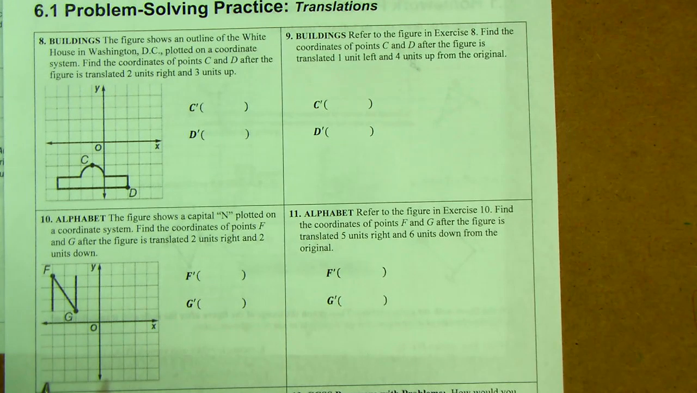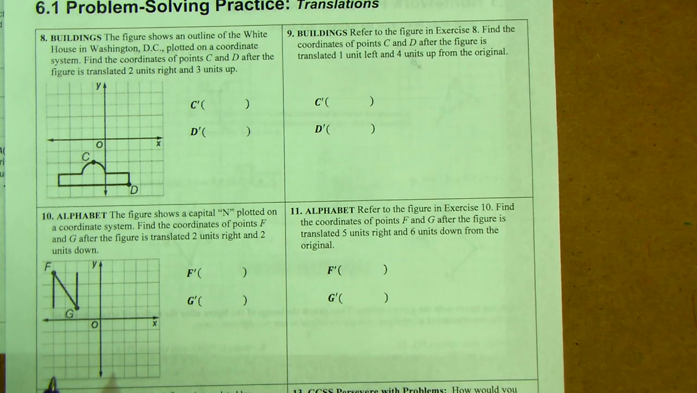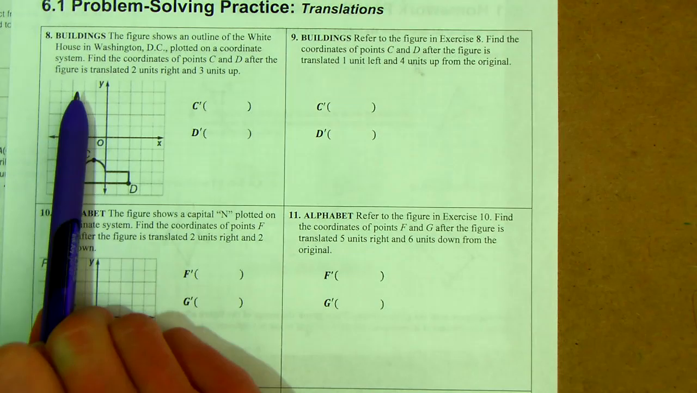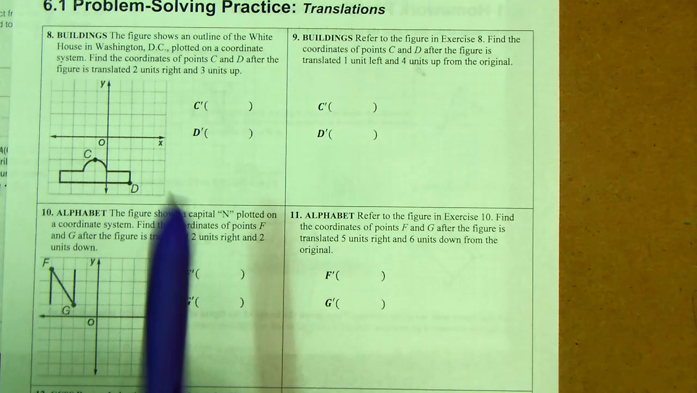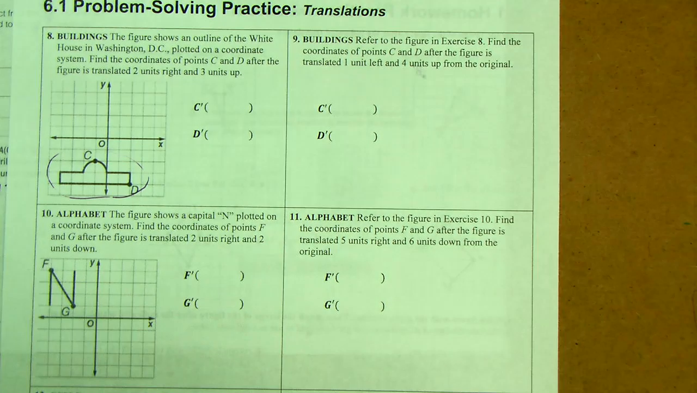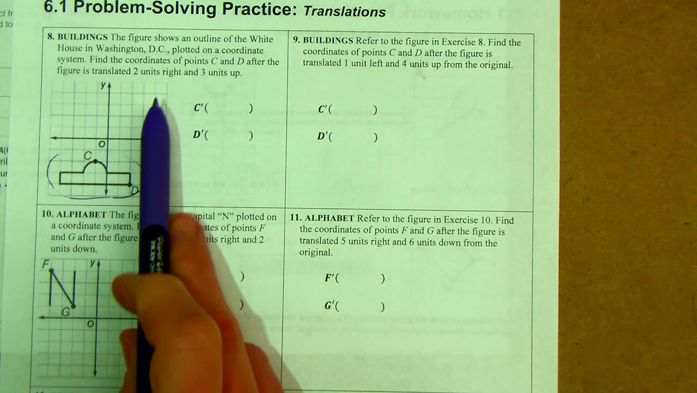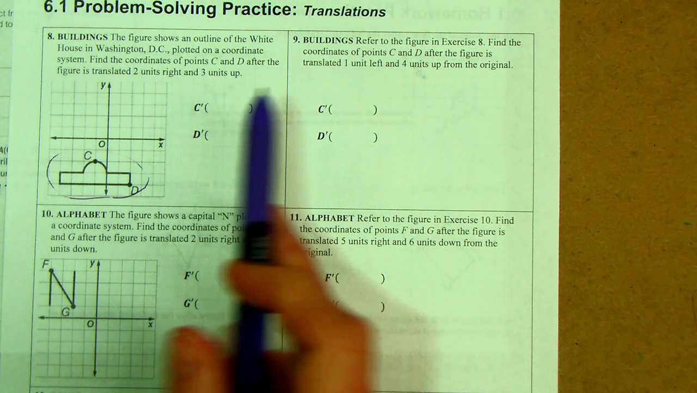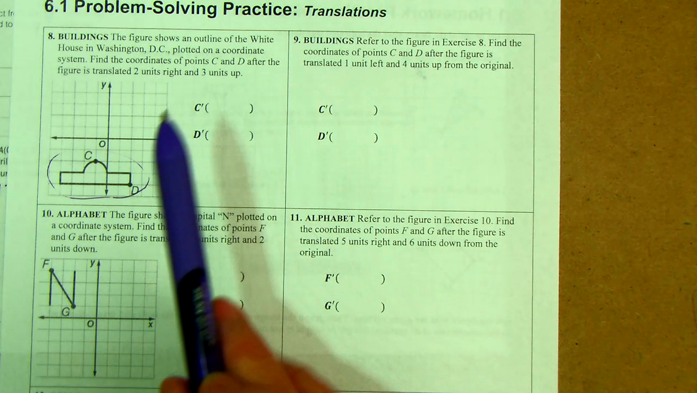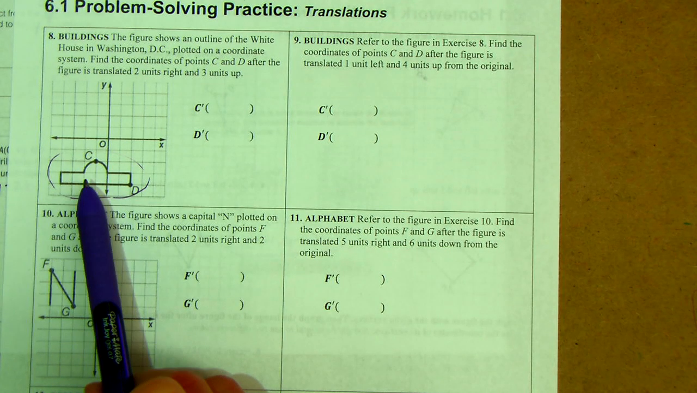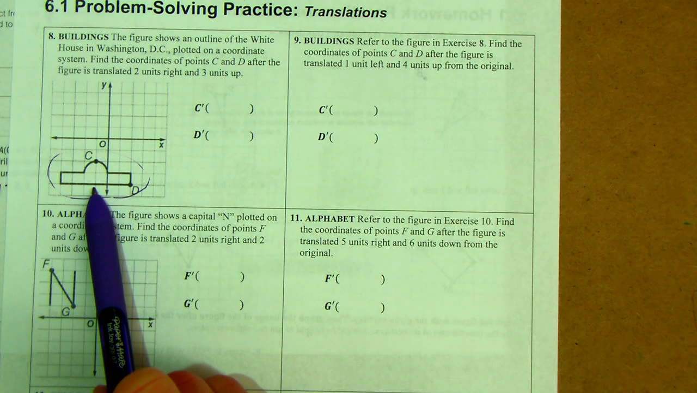Just a little clarification on number 8 and 9, both relate to this original figure, the pre-image. So in number 8, it wants you to take this image, translate it 2 right and 3 up. And then in number 9, take the original image, the pre-image, not the one you changed, go back to the original image and go 1 left and 4 up. So we're not translating the translation, just so you know.